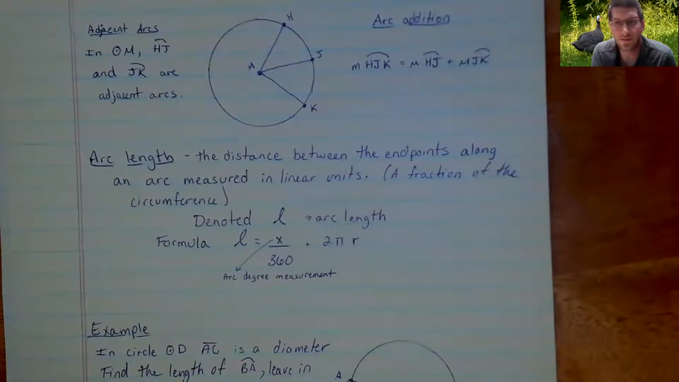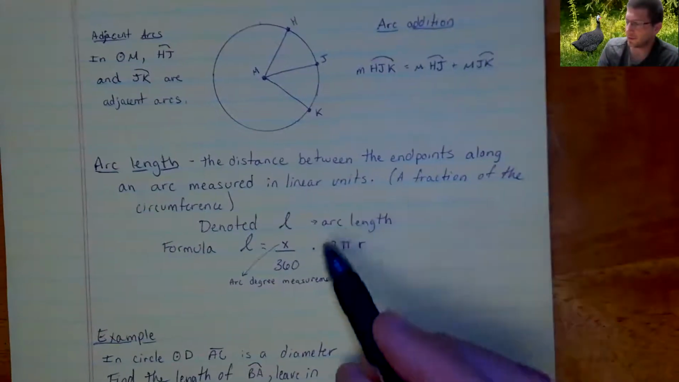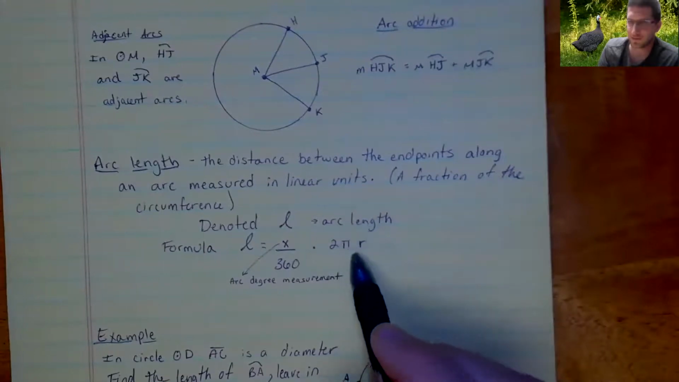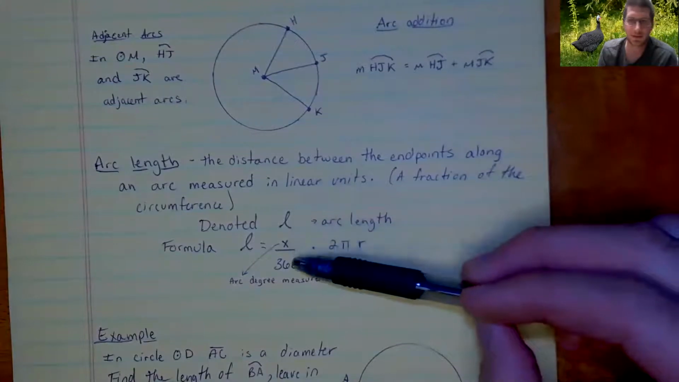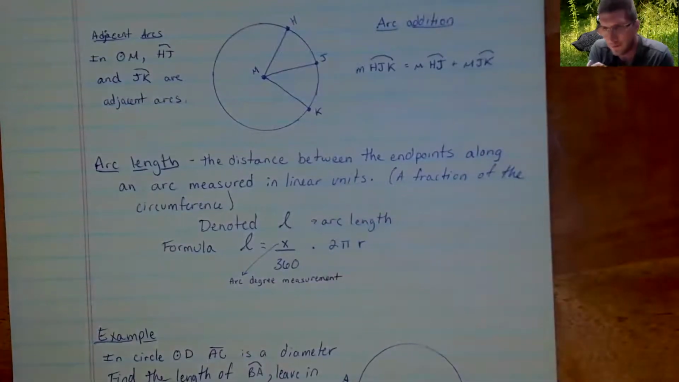Now, I think this should make sense, and I think we could have probably derived this formula on our own if we would have thought about it. The entire circumference is 2 pi r, right? So if you just take this part of the formula, that's just circumference, 2 pi r. If you take x over 360, that's a portion of the circle. What portion of the circle do you want?